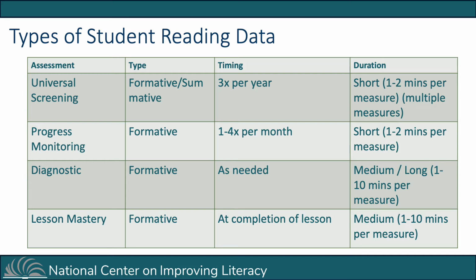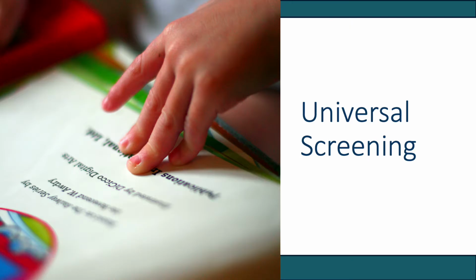You can see the duration for the different kinds of assessments as well. With the universal screener, they're short, 1 to 2 minutes. Progress monitoring, short, 1 to 2 minutes. Diagnostic is a little bit longer. Those might take up to 2 minutes per measure, depending on the type of diagnostic that it is. And same with lesson mastery, depending on if it's during the lesson or at the end of the lesson. It could be anywhere from a minute to 10 minutes per measure. Let's look a little bit more at each of these assessments.